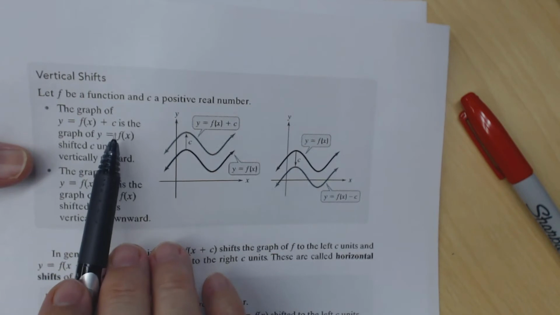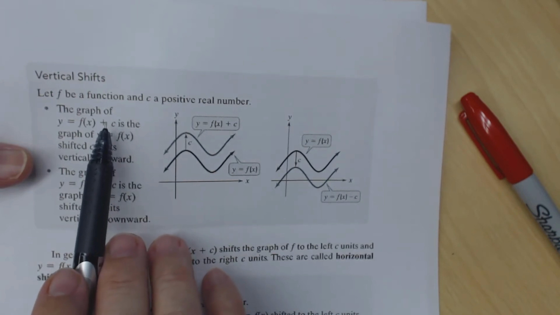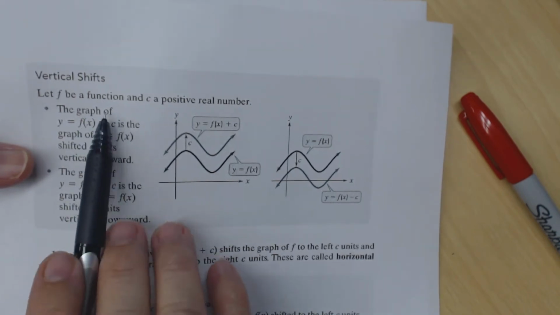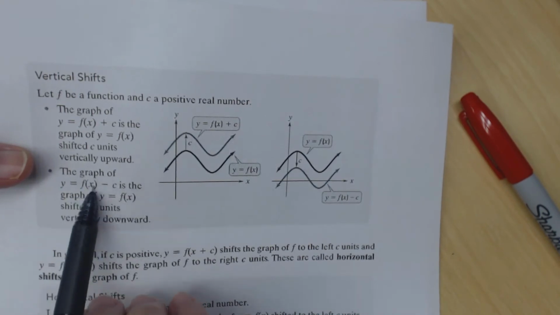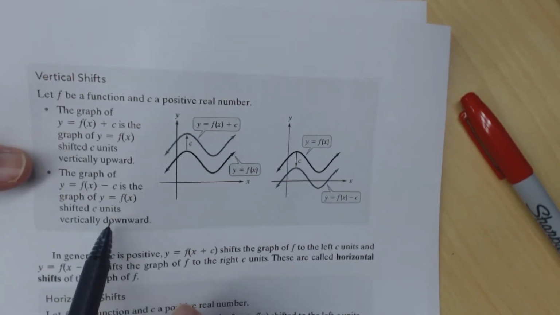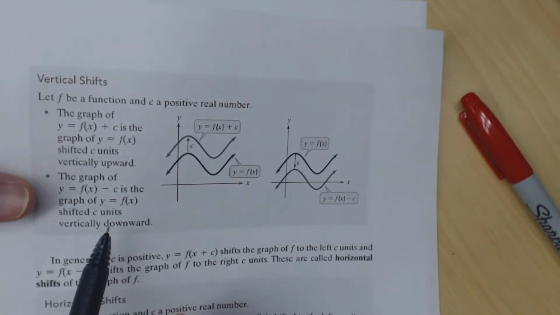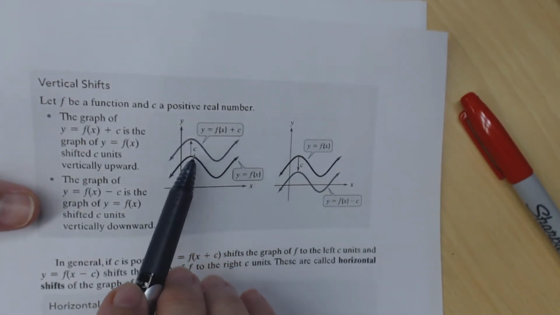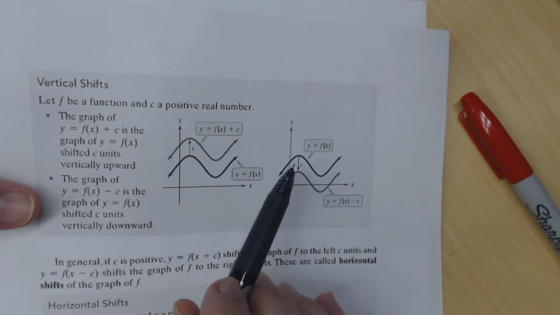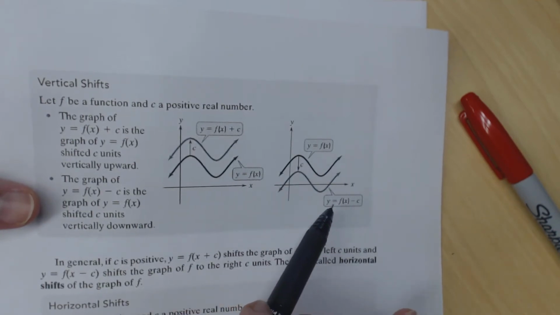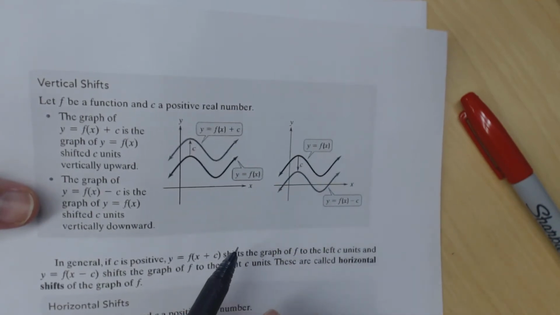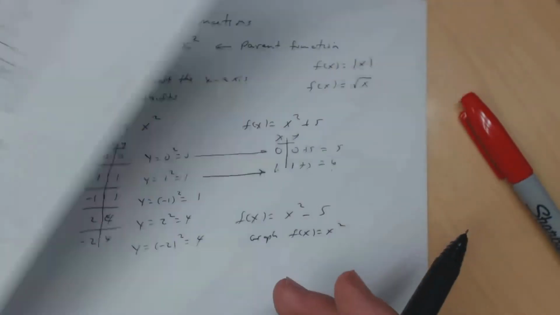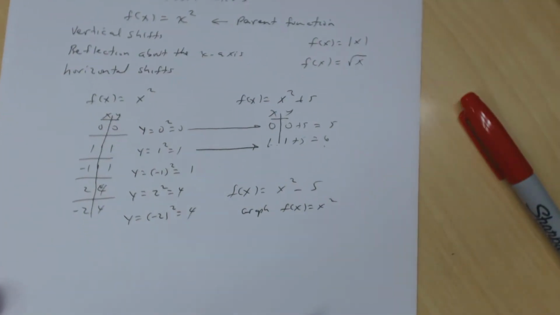If you're adding, you go up. You take your parent function, you go up. If you're subtracting, you're going to take your function f of x and you're going to go down that many units. Okay? See how it looks? So this is f of x plus c, you go up c units. Subtract c, you go down c units. Okay? Alright, so that's vertical shifting.